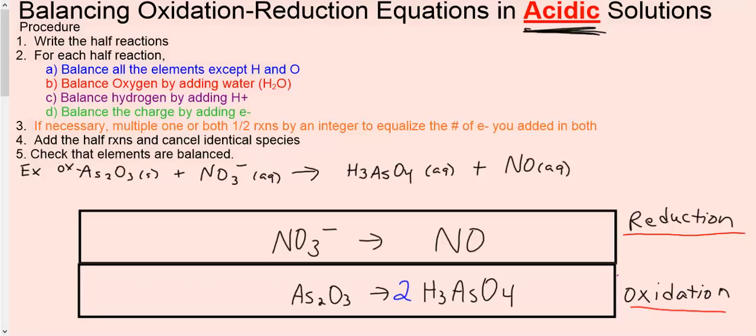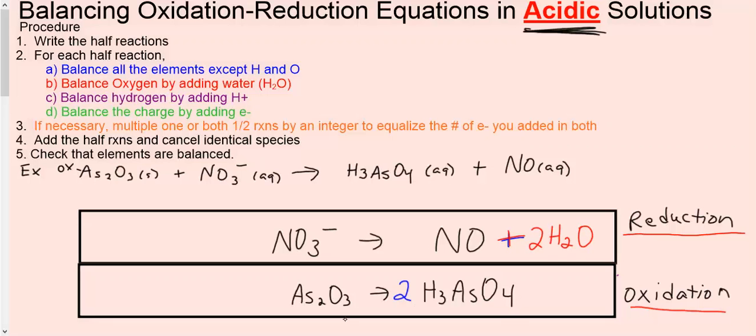Next step is balance oxygen by adding water molecules. We'll start with our reduction reaction. We have 1 oxygen atom here and 3 over there. So we need to add 2, let's do that in red since that step is written in red. We need to add 2 oxygens, therefore 2 water molecules. That gives us 1, 2, 3 oxygens on the right. We have 3 on the left.